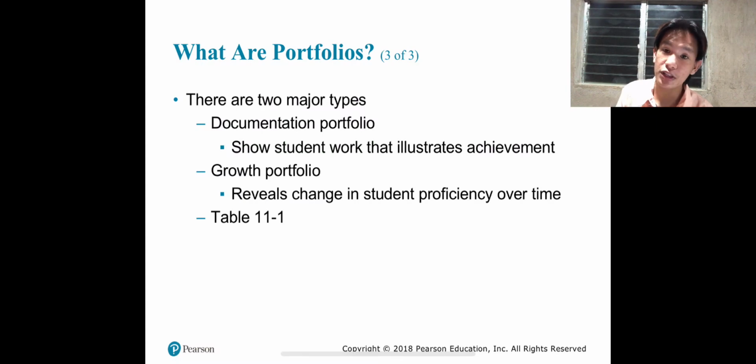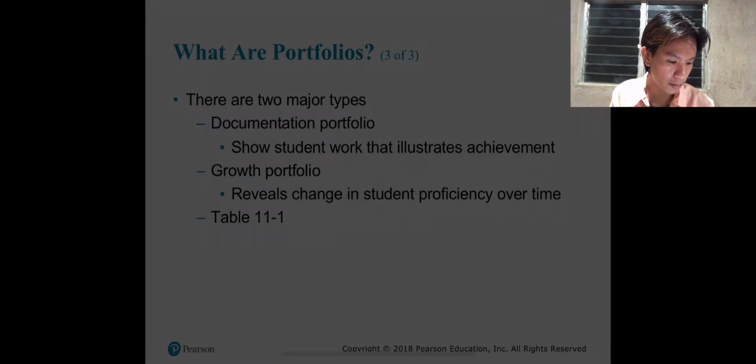So there are two major types of portfolio. One is documentation portfolio and the other is growth portfolio. So documentation portfolio, it shows student work that illustrates achievements or it illustrates the student's success or student's progress. So growth portfolio reveals change in student proficiency over time. So in growth portfolio, it also reveals or shows the student's progress over time. So it monitors as well, or monitors the progress.